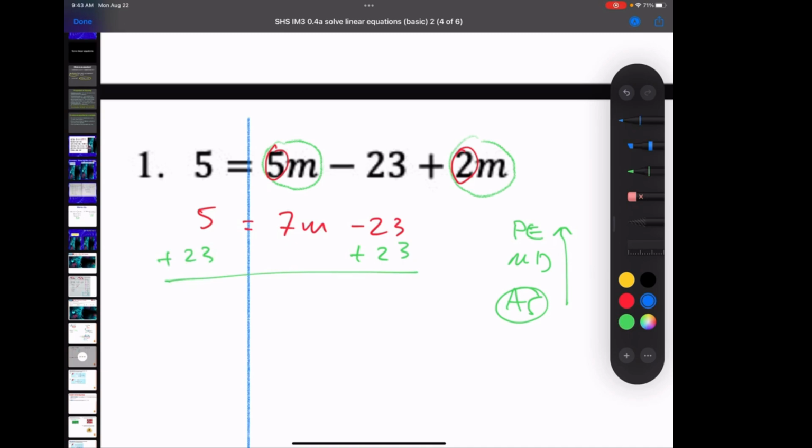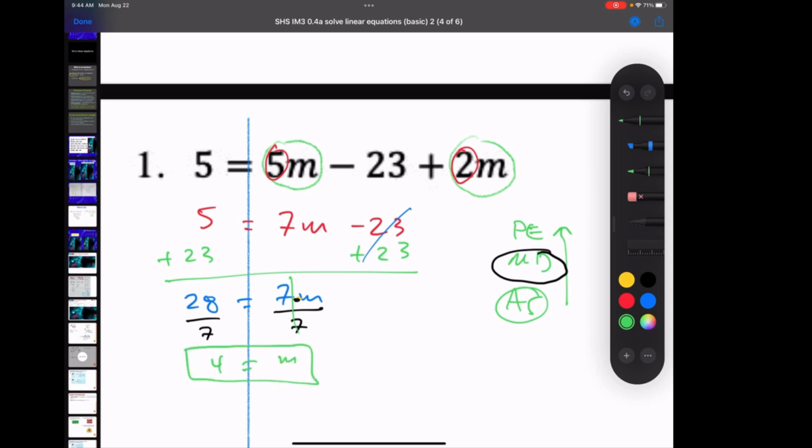So over here on the left side, I get 28. Over here, I get 7m. Class, what math operation do you have here? Addition. Right here? Multiplication. What's the opposite? Division. So we divide on both sides. That's what it means by equality. I get m equals 4. Raise your hand if you got m equals 4.